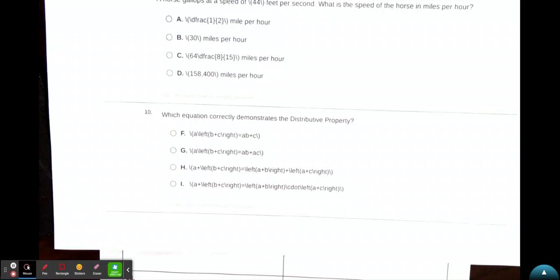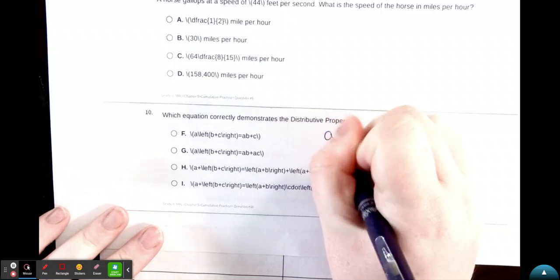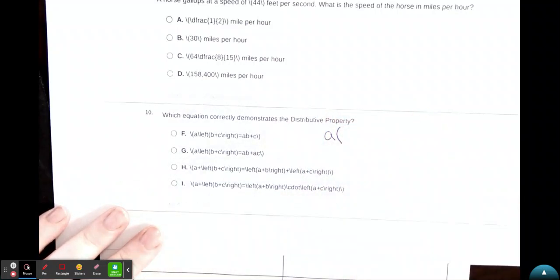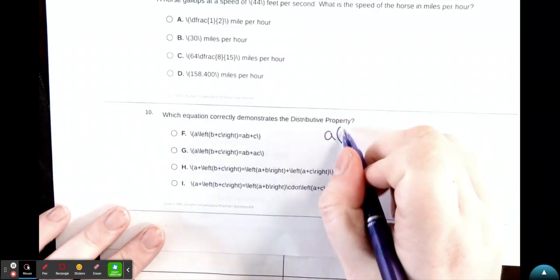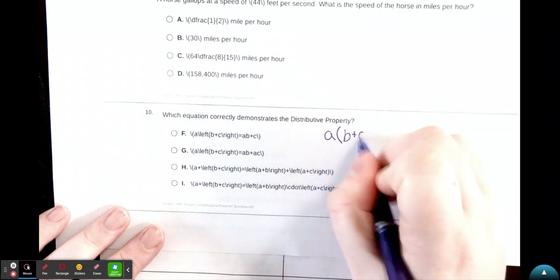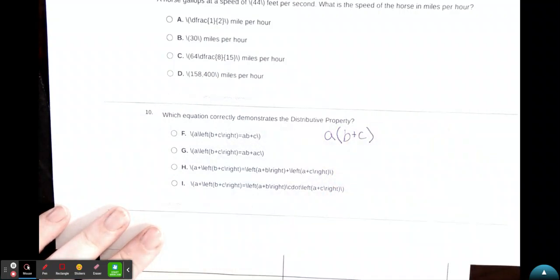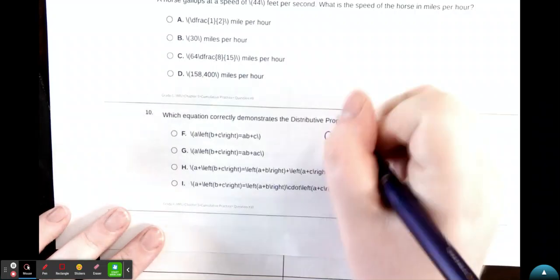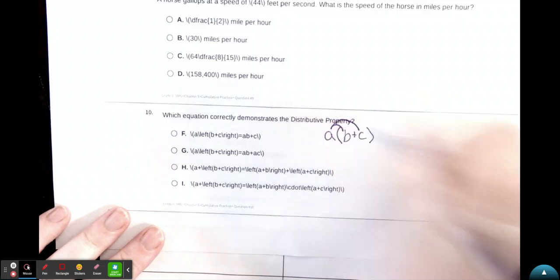Okay, so the question says, which equation correctly demonstrates the distributive property? So the distributive property is when we have a number outside of parentheses with numbers being added or subtracted inside of the parentheses. Okay, then what do we do? Distributive property, Michaela? We multiply A by B and A by C.